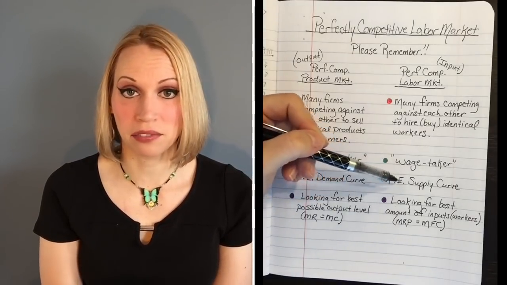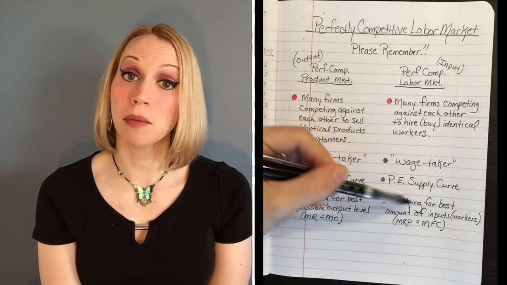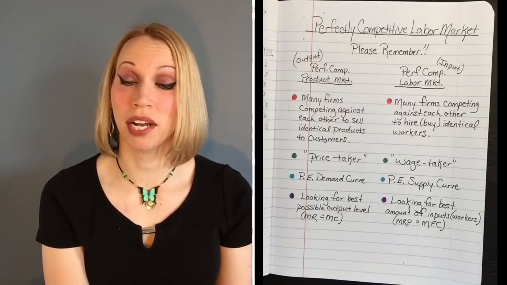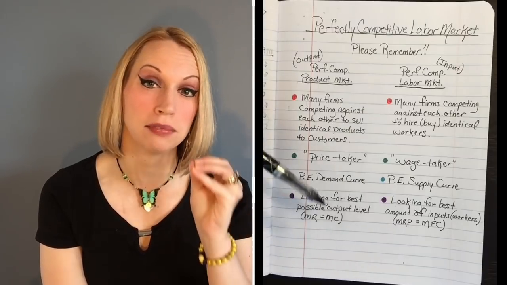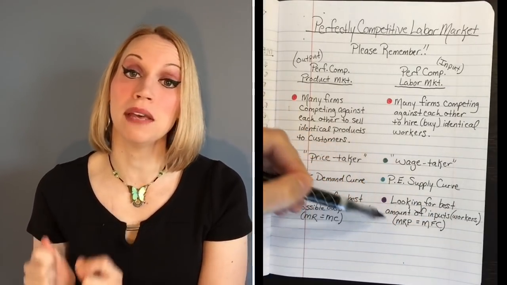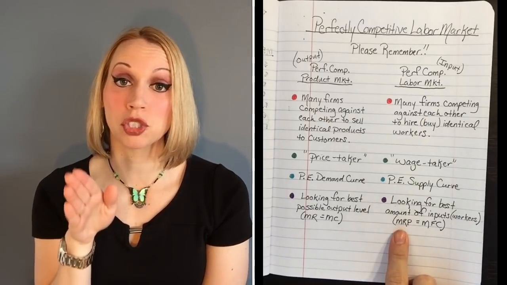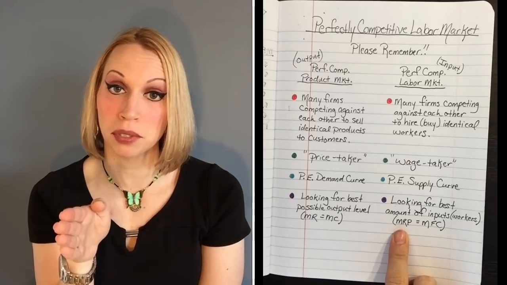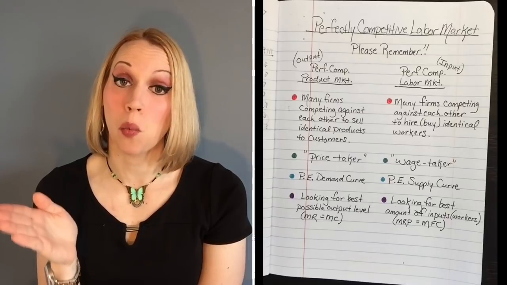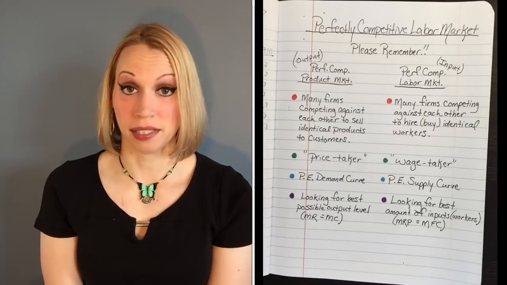So on our graph, instead of having a perfectly elastic demand curve, we are going to have a perfectly elastic supply curve of labor. Instead of trying to figure out the best output level to produce, I'm trying to figure out what's the best number of inputs that I should hire. I want to hire all the workers where the marginal revenue product, the value of what they produce, is more than the marginal factor cost, which is what I'm spending on these workers, which is their wage. Let's look at some graphs.